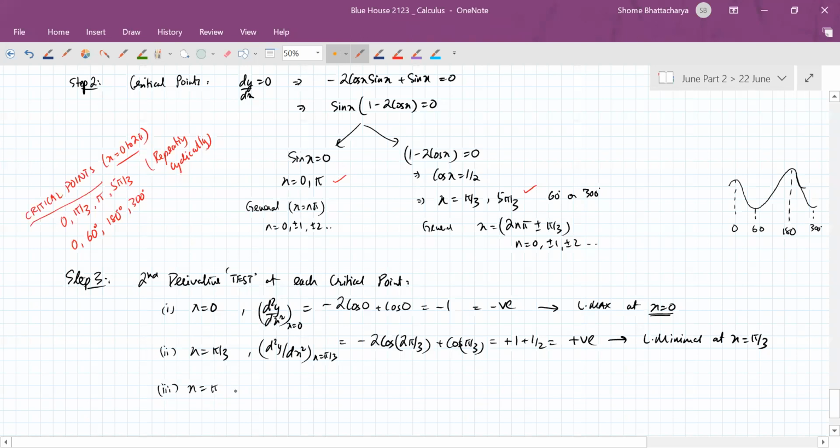So anyway, the value of the second derivative at pi will become minus 2 cos 2x, so that will become 2 pi, plus cos x, so that's cos pi. So that will become minus 3. So again, that is negative. So again, as expected, we are getting a local maximum at x equal to pi. And finally, the fourth point, 5 pi by 3. It might be more convenient to write this as minus pi by 3, but I will go with this only.